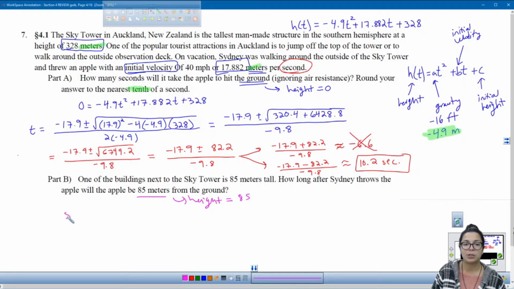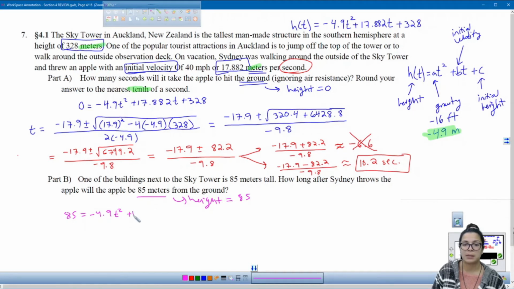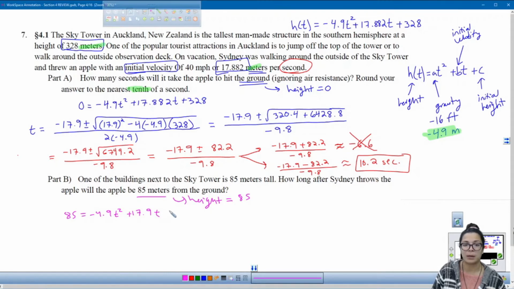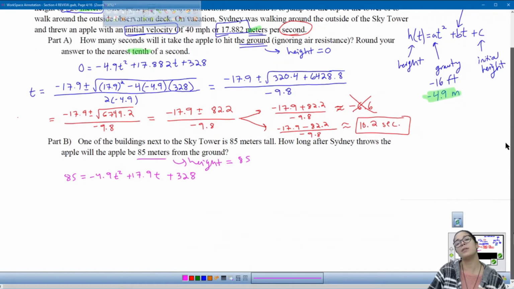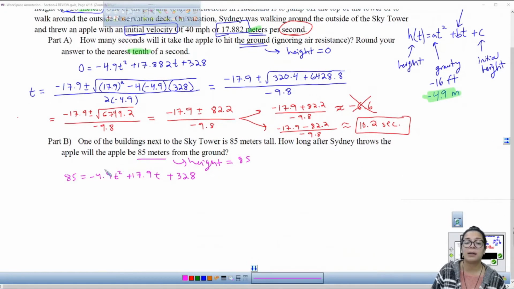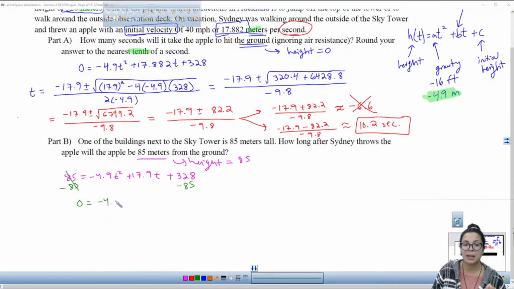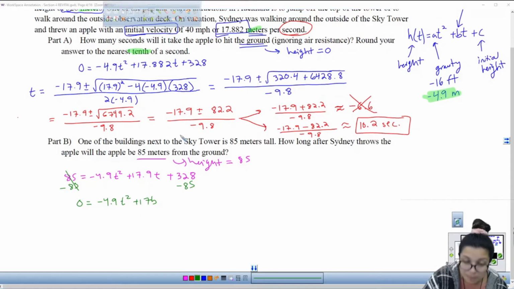So now we have the equation 85 equals negative 4.9 t squared plus 17.9, since I'm rounding to the nearest tenth anyway, t, and then plus 328. Now here's the thing. Your a, b, and c are not negative 4.9, 17.9, and 328. A and b are the same, but c is going to change because I need to subtract 85 on both sides. Remember, you need it equal to 0 to use the quadratic formula. So yes, a is the same, and b is the same.